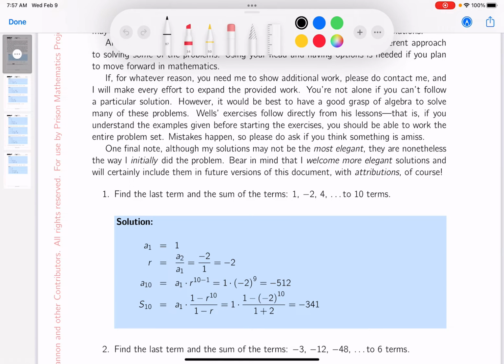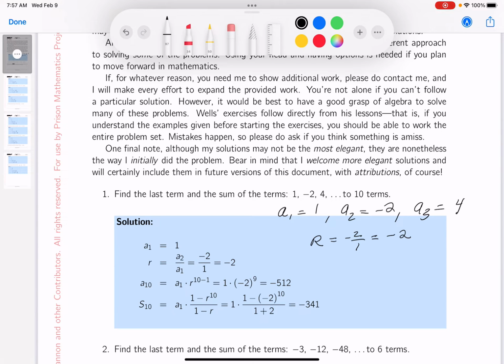A1 is equal to 1. A2 is equal to -2. A3 is equal to 4. In appearance, it appears to be geometric, with the understanding that R, the common ratio between the terms, is -2 over 1, that's A2 over A1, and that would give you -2. Now let's just see if that works.